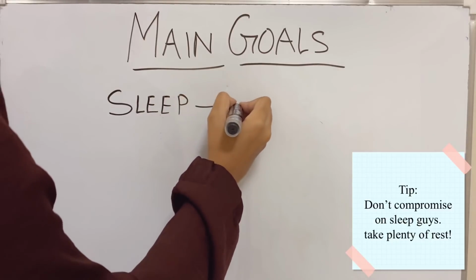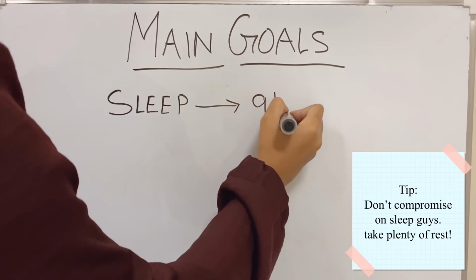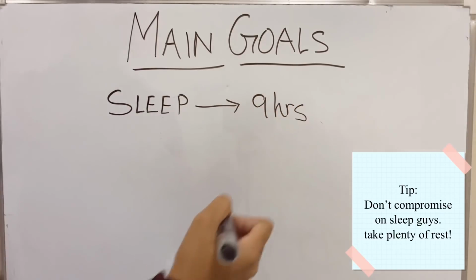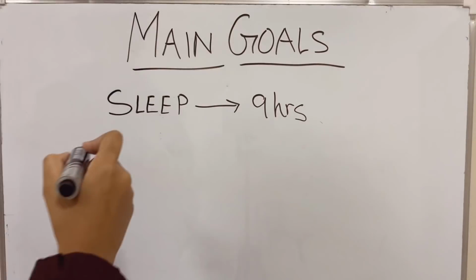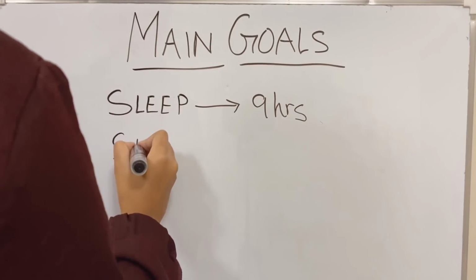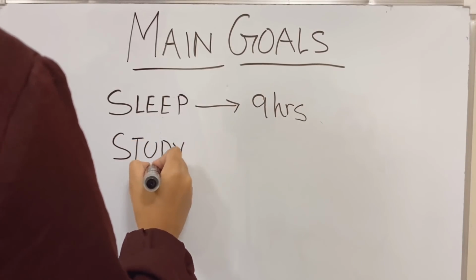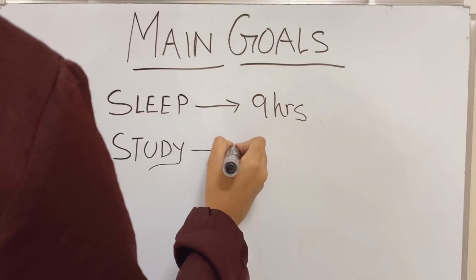So first we look at sleeping. In this timetable you will meet at least 9 hours of sleep, which is one of the important goals when you make your timetable, because sleep is very important and you should be having around 8 hours of sleep, but then I would suggest 9 hours, the more the better, I would say.